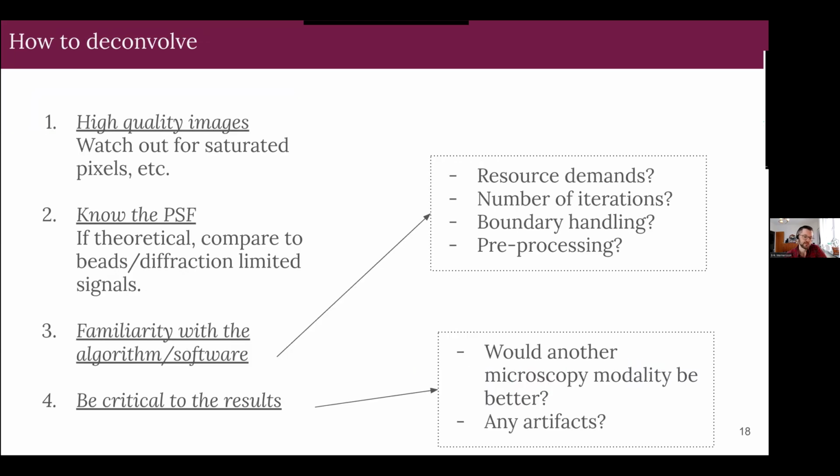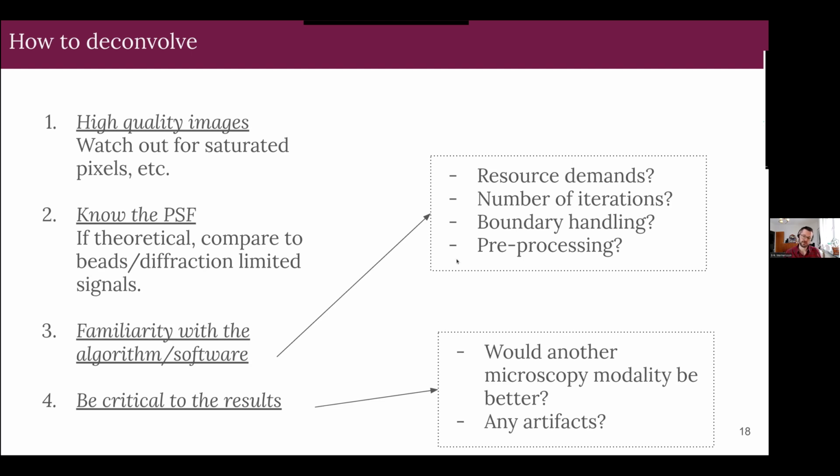And so to give the big picture, what do you need to deconvolve? You need high quality images. That's why you're taking this course, I guess. And you should watch out for saturated pixels and basically everything that deviates from the ideal case. You have to know the point spread function really well. You have to pick a software or an algorithm. And I think you should get familiar with it also. Read about it, because there are always some parameters or some cases that it doesn't handle very well.